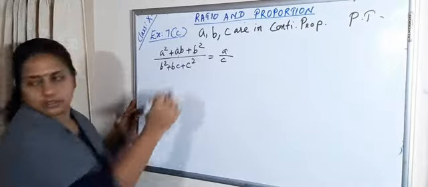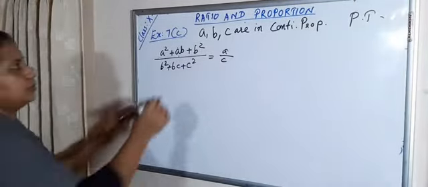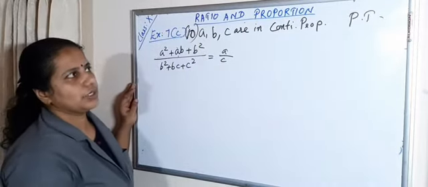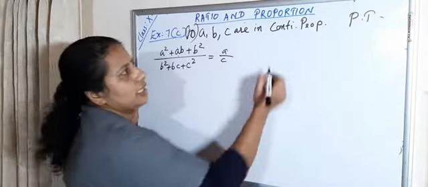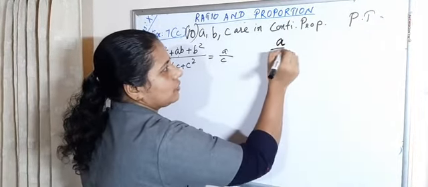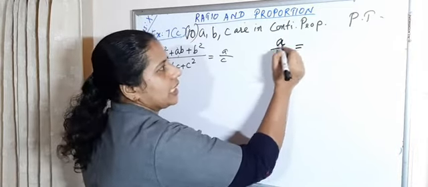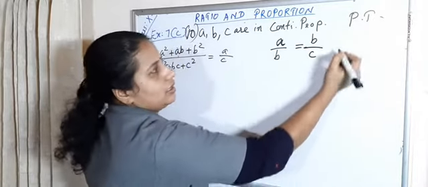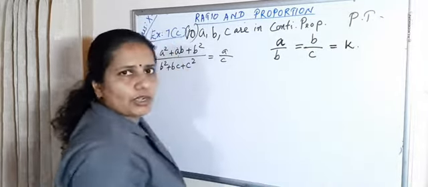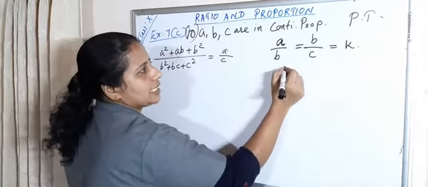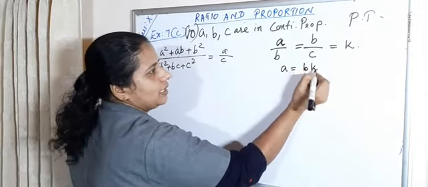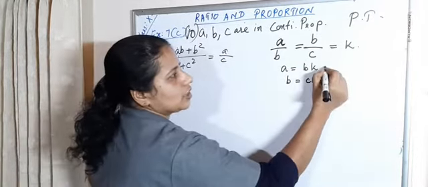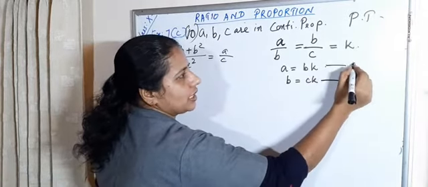Next question, question number 10. a, b, c are in continued proportion, prove that. Okay? In the case of continued proportion, we are always taking a by b equal to b by c. In that case, we are always taking it as a constant k. From this, we can take a is equal to bk and b is equal to ck. Okay? a is equal to bk and b is equal to ck.